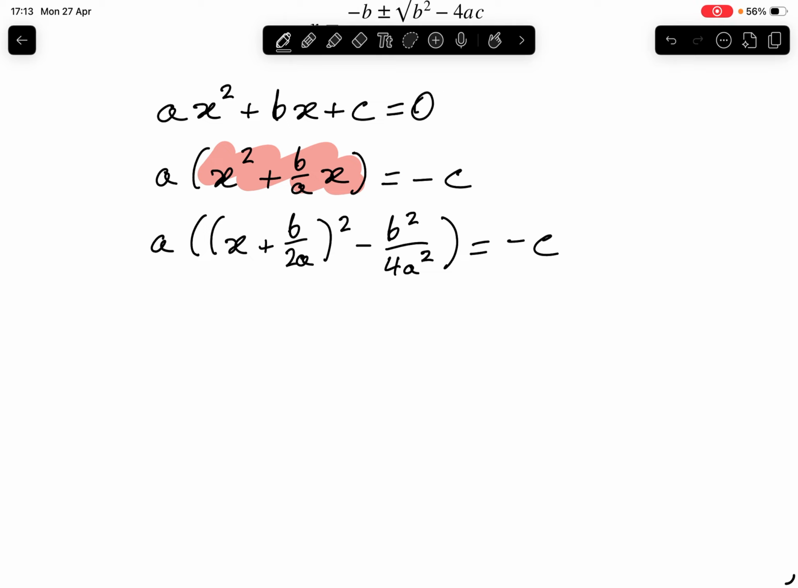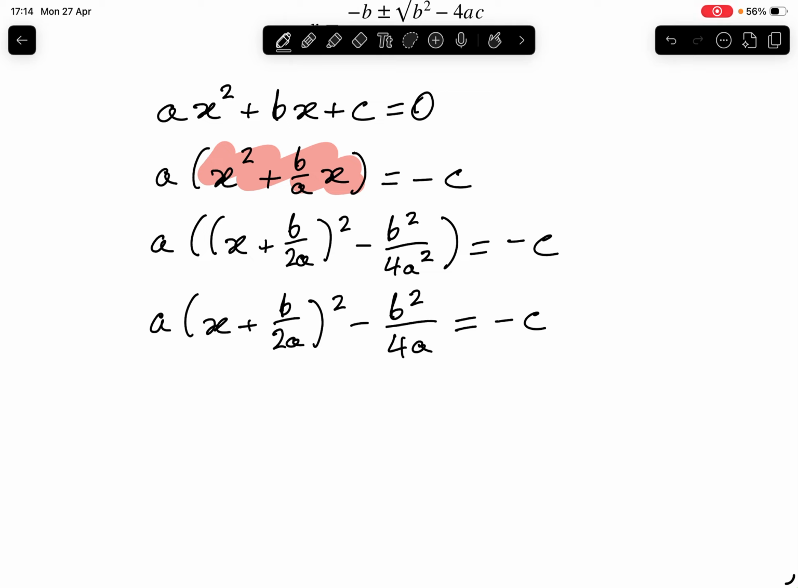Now, let's tidy this up a little bit. Let's expand this a bracket back inside, okay? So, we have a bracket x plus b over 2a all squared minus, I've multiplied that fraction by a, so we have b squared over 4a. And that's all equal to negative c.